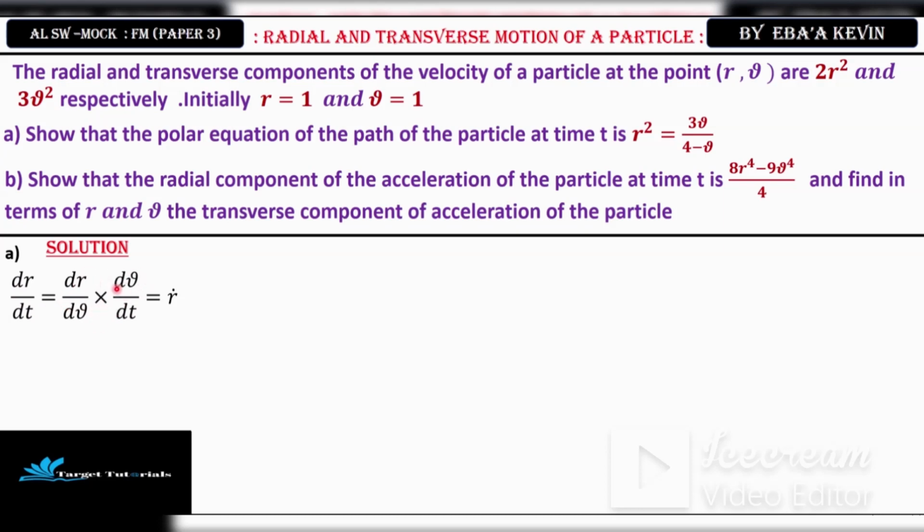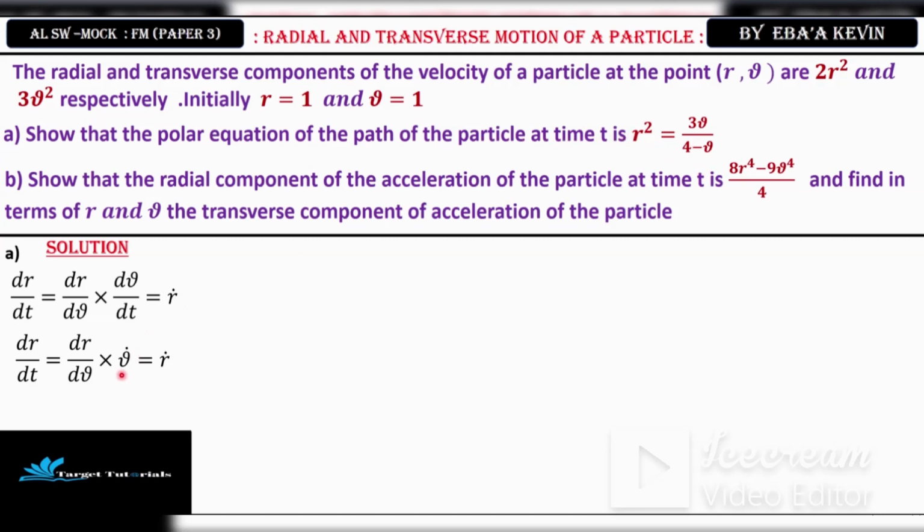Why? Because the dθ in the numerator can cancel the dθ in the denominator, from which you are still going to be left with dr/dt, and dr/dt corresponds to r dot. We calculate that dθ/dt corresponds to θ dot, for which dr/dt is therefore going to be equals to dr/dθ times θ dot, which is equals to r dot. So this is what we are going to use in order to prove the polar equation of the path of the particle at time t.